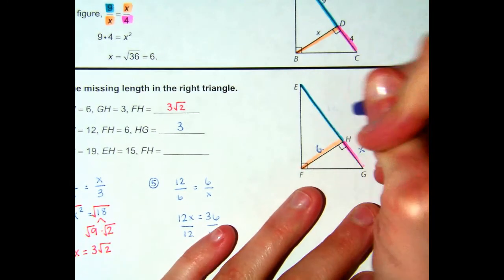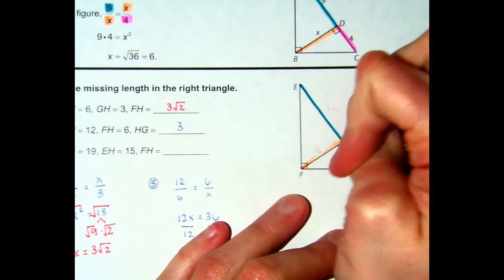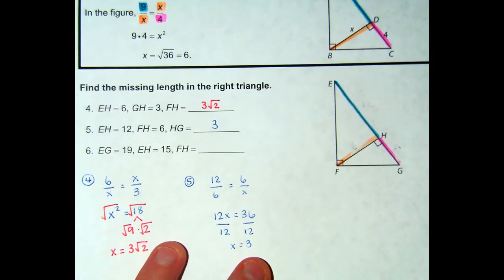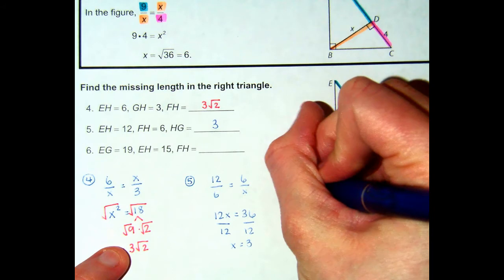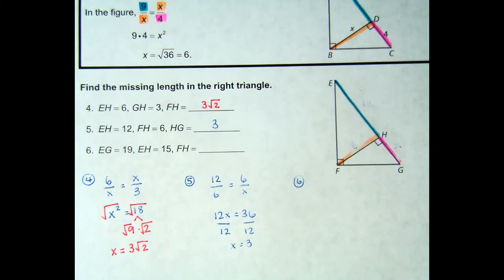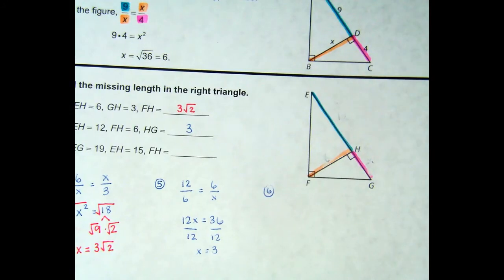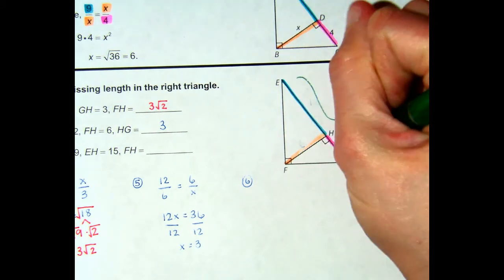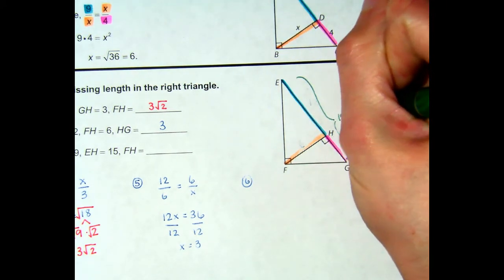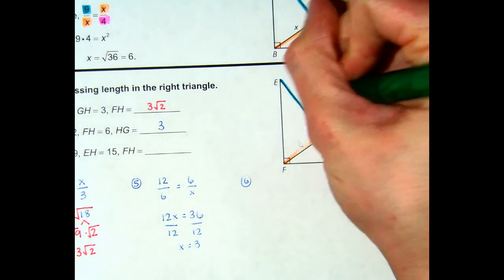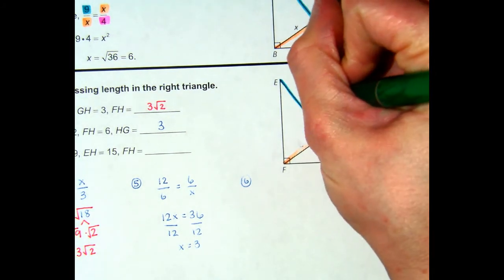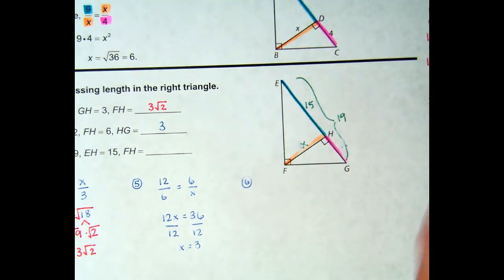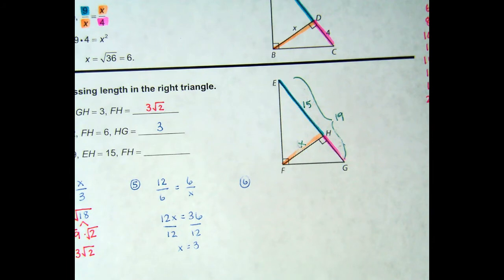I'm going to erase again. I want you guys to try number 6. Alright, number 6. We have to label it again. So I've got FG is 19, but that's the entire piece. This whole thing is 19. Hope you noticed that when you were working it. EH is 15. We want to know what FH is. We need HG first. 4, because you subtract.